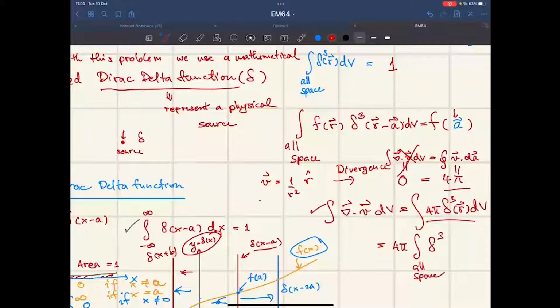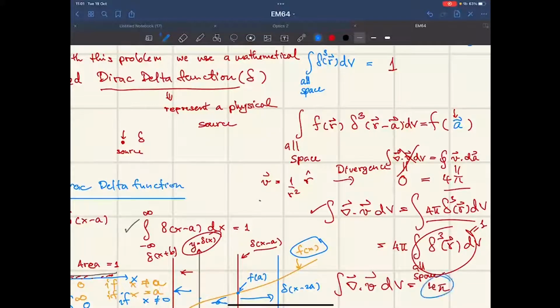And the Dirac delta function, 3-dimensional, dV here. And the integration of this whole thing is 1. So over this integration here, the divergence is equal to 4 pi. And if you look here, 4 pi and this is 4 pi. So now they are equal. Good.